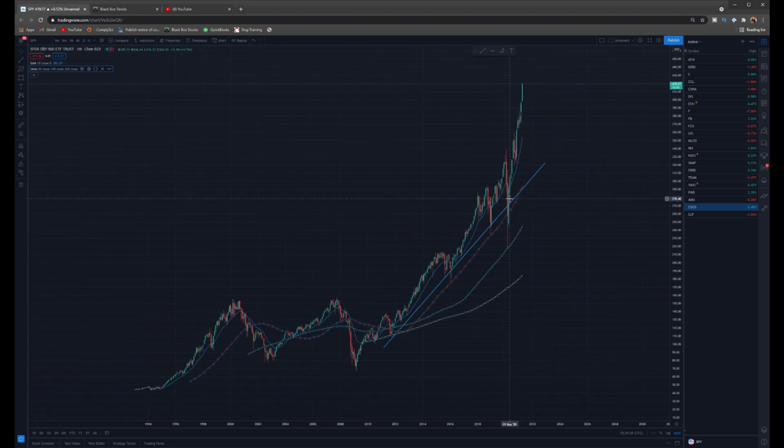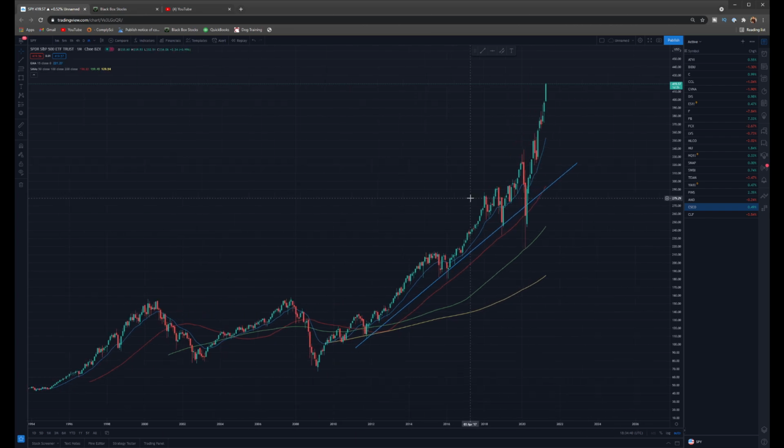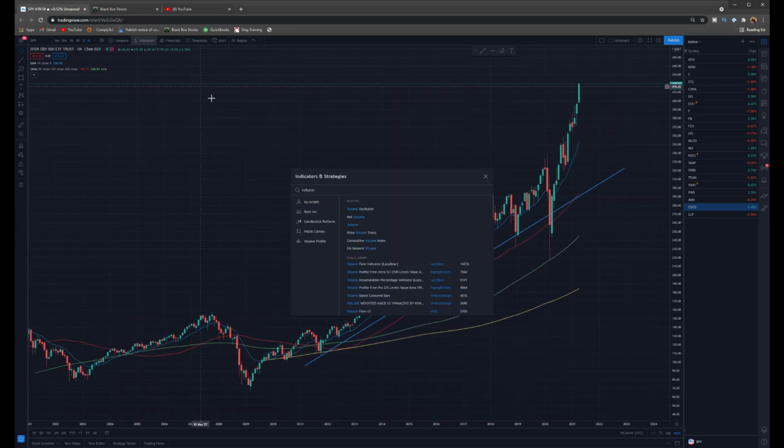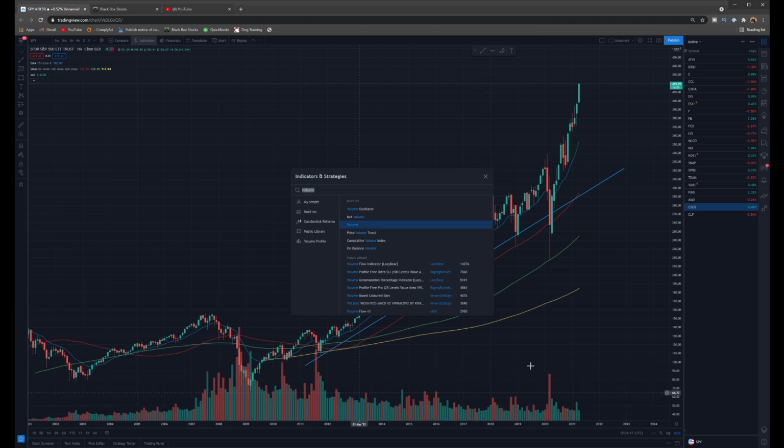So now my SMAs are set up. My EMA is set up. We're looking pretty good. However, I still need volume. Volume is extremely important. I'm just going to click the regular volume. That's going to bring my volume bars back up.